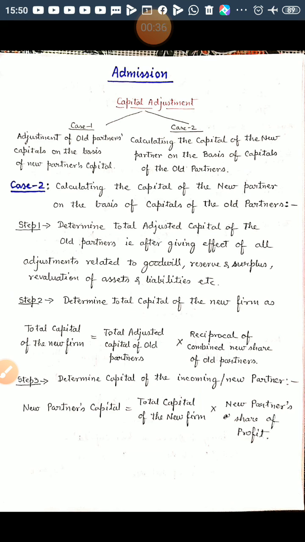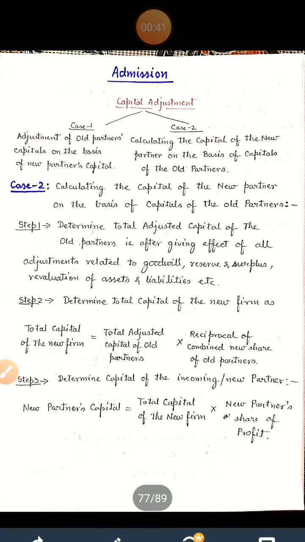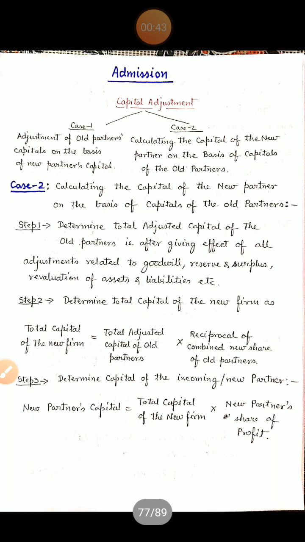In this capital adjustment, there are two ways of adjusting the capital of the partner. One is adjustment of old partners' capital on the basis of the new partner's capital, and another is calculating the capital of the new partner on the basis of the capitals of the old partners. So, case 1 we sufficiently discussed yesterday. Today I would like to discuss case 2, that is calculating the capital of the new partner on the basis of the capitals of the old partners.